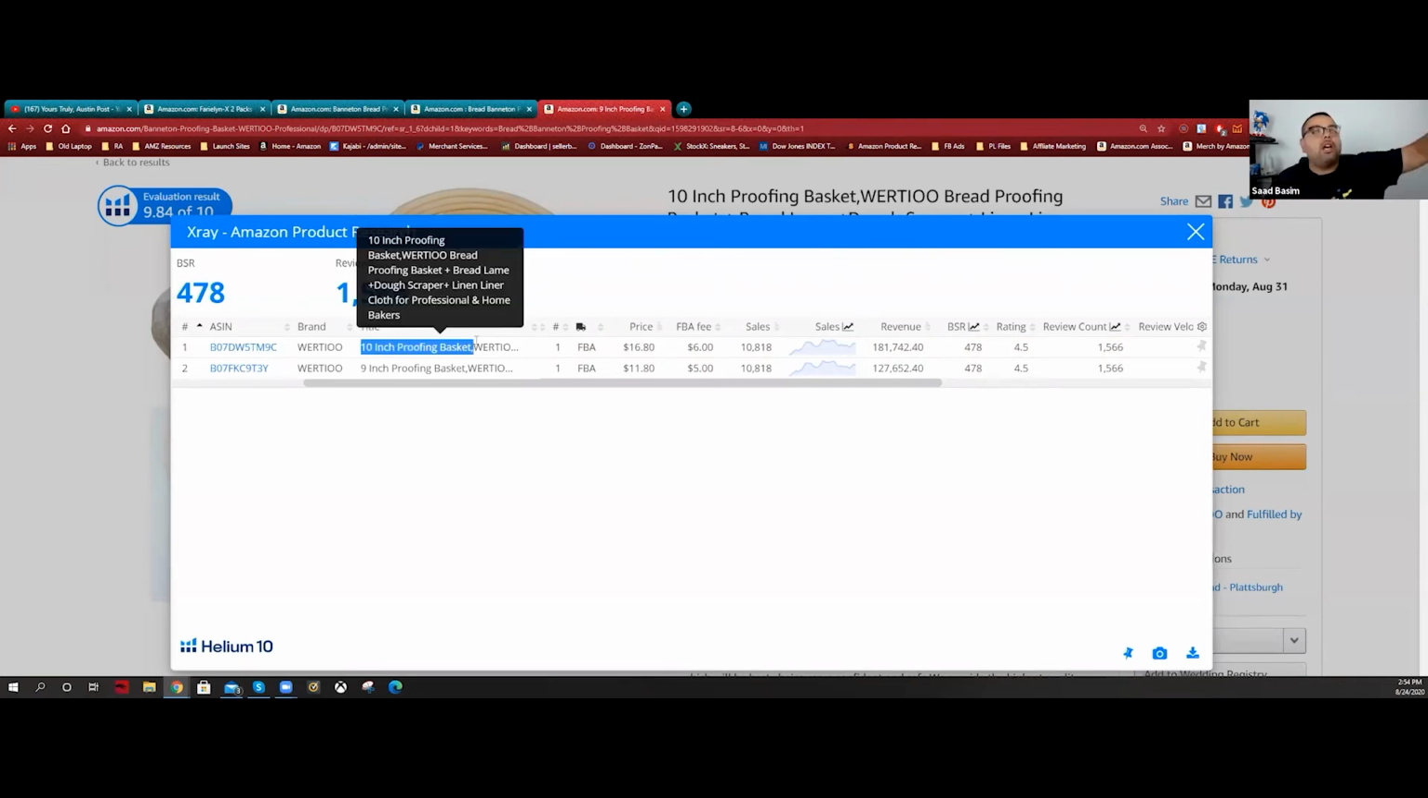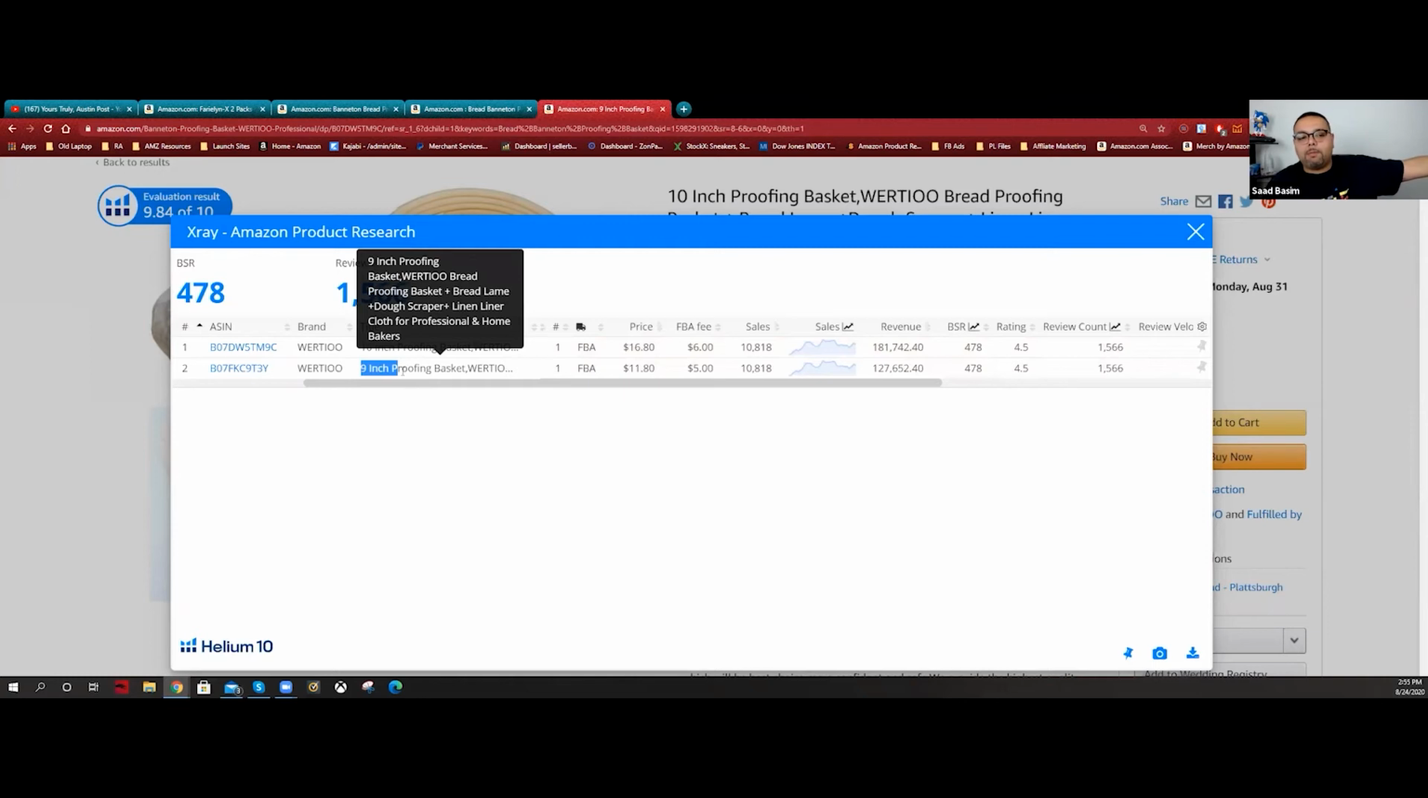If everyone's selling 10-inch proofing baskets and there's like 50 competitors, and here I'm making 127,000, but 9 inches maybe has 5 to 10 competitors, most likely I'm going to do the 9-inch, because I don't want to compete with 50 people. I want to compete with fewer people, okay? Or maybe that's a new product to the market that I can really dominate because nobody else has it.